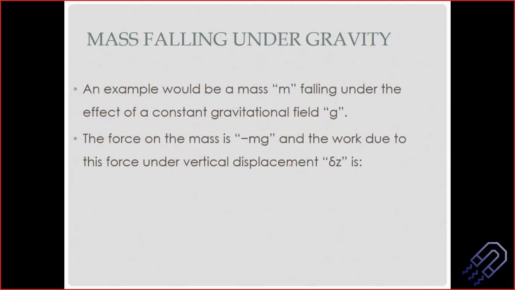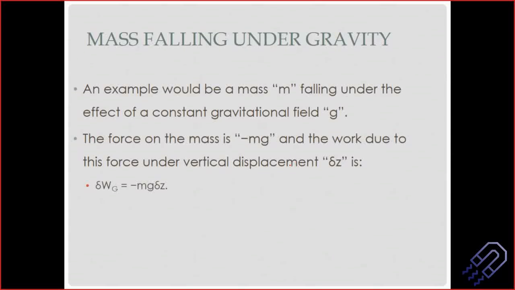Sometimes people also write down plus, but if you write down plus, then you have to mention what convention you are using. So the force on the mass is minus mg, and the work done due to this force under vertical displacement would be nothing but delta z. So there is a vertical displacement which happens, and we will say that this vertical displacement is delta z. So we are just taking this displacement for a very short period of time. Okay, and that is nothing but an infinitesimal displacement. Okay, and that is the vertical displacement we are talking about.